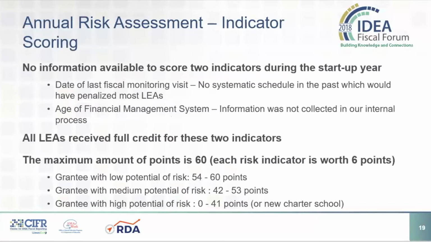So when it was time to do our first risk assessment, we ran into a situation. We didn't have information regarding the date of the last fiscal monitoring visit because we didn't have a systematic way of doing our monitoring. So if we wanted to score our LEAs, a lot of them would have been penalized. And we also did not collect information regarding the age of the financial management system. So as a result, we just decided to give them full credit on those two risk indicators for the first risk assessment. And obviously, as we grow, this will change, because now we start collecting more information.